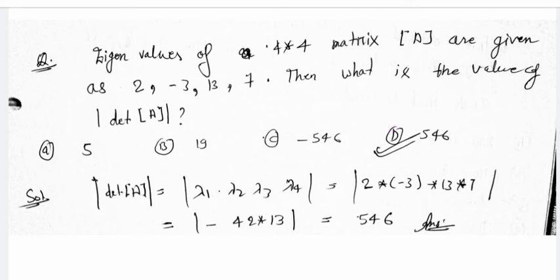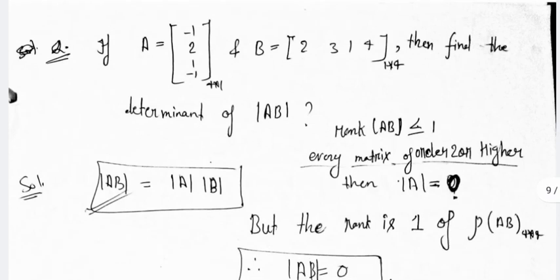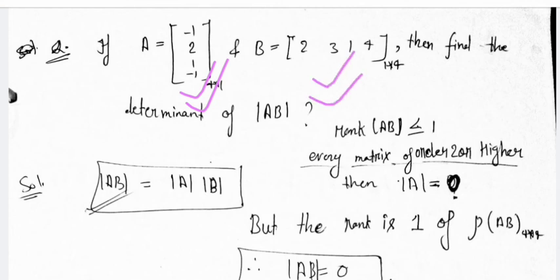Okay, now come to the next question. Here the next question is defined as: if A is equal to 1 2 1 1, this is a column matrix, and B is a row matrix, that is 2 3 1 4, then find the determinant of AB. So what is the determinant of AB?